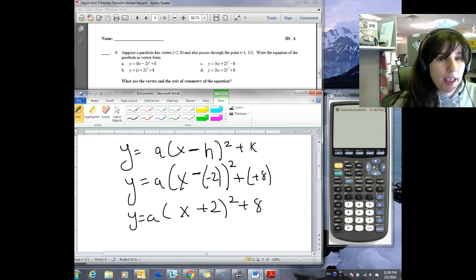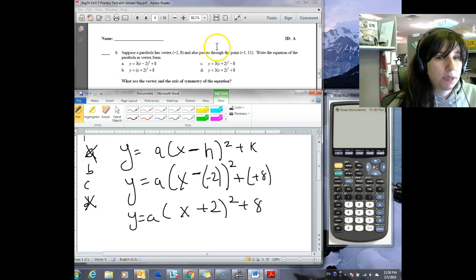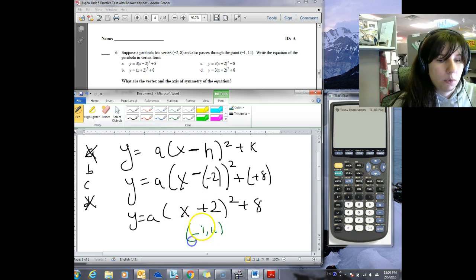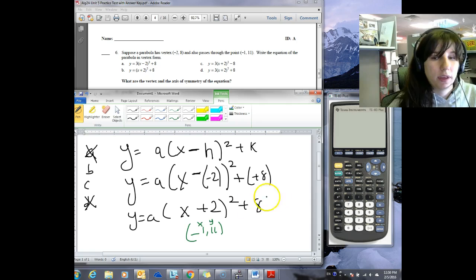So I know that A is out of the question. And so is C, because it's got a -2 and a -8. Those aren't right. So I've narrowed it down to B and D. So how do I determine which one it is? Well, they gave me another piece of information. It says it has to go through this point. So when x is -1, the y is 11.